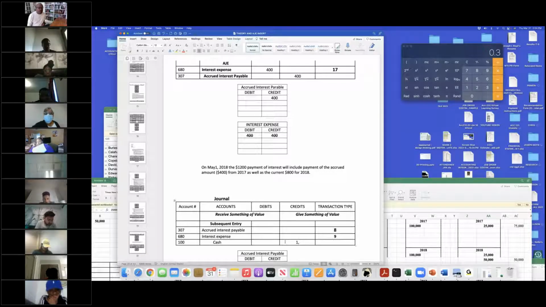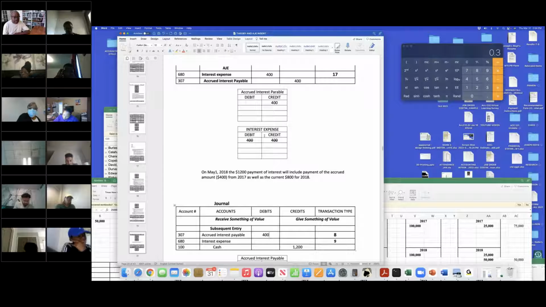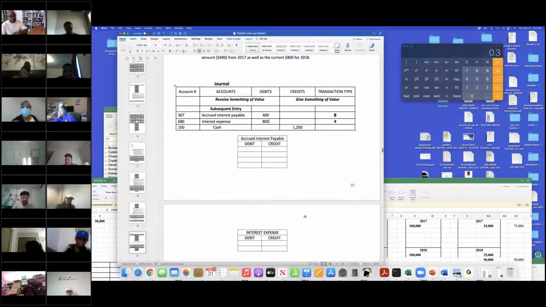However, the $400 of interest that we accrued, when we make that payment, that's going to be a type 8. You're paying the liability that was created at the end of 2017. The interest was incurred and accrued, you owe it, so when you make that payment, you debit the accrued interest payable, and you close it out. Then you debit interest expense for 800. You're only recognizing the 800 of that 1,200 as an expense in 2018. So all A and B students are expected to be able to handle that. And we'll be looking at those.